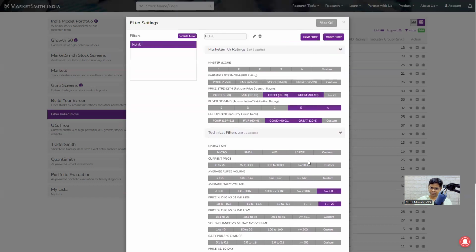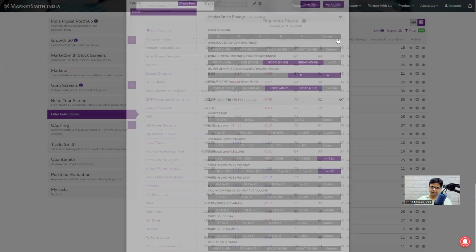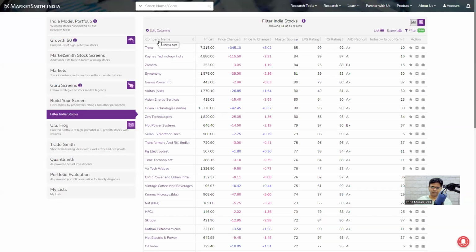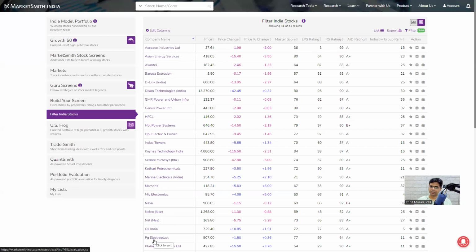Another advantage I would like to give you about this: I'm not using any other filter, just 5 filters. I apply this and get 41 stocks. I click here, and you have them in alphabetical order. Even out of these 41, half of them are red flagged. Red flagged means maybe there is some criminal case on the company, or some legal case, or some regulator is keeping an eye, maybe some manipulation.